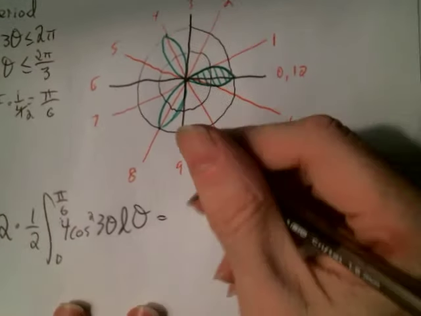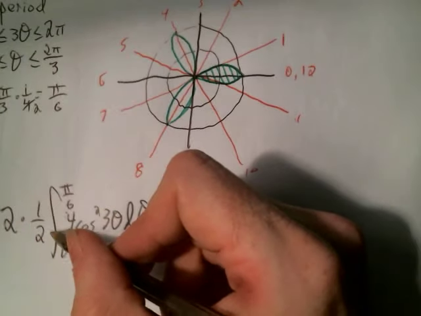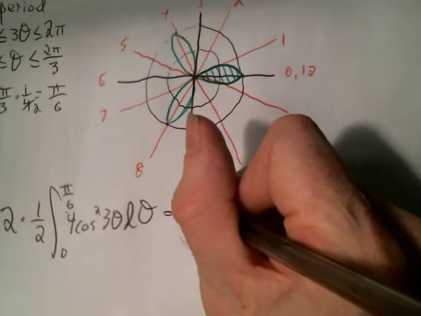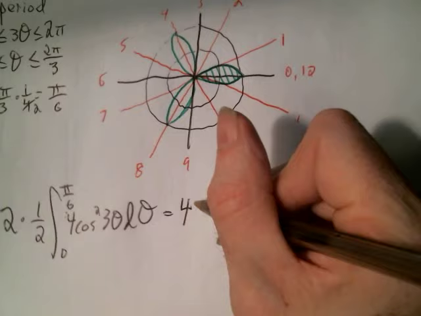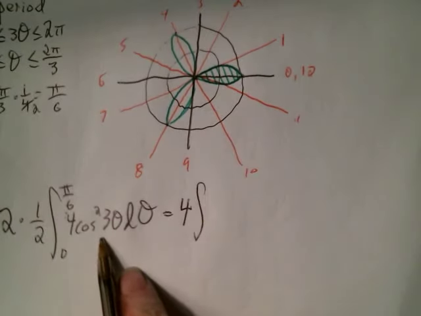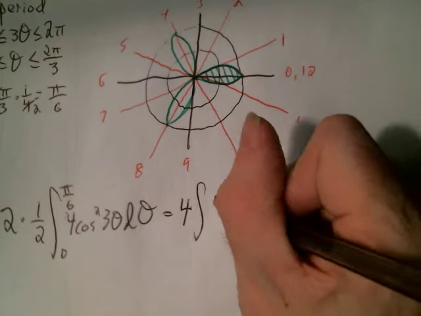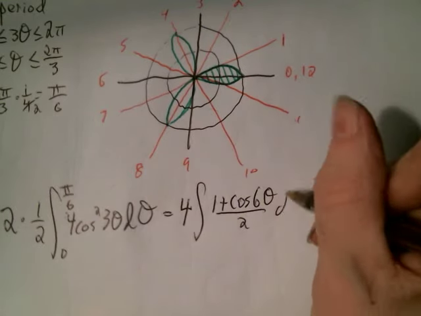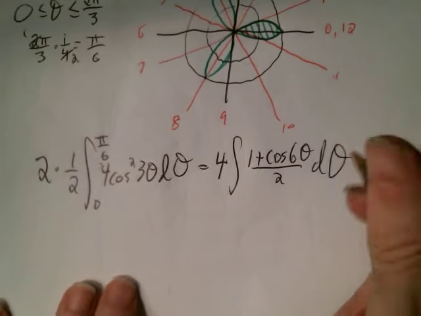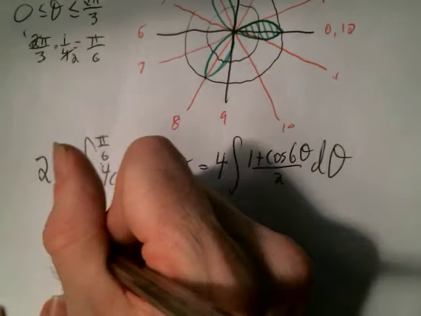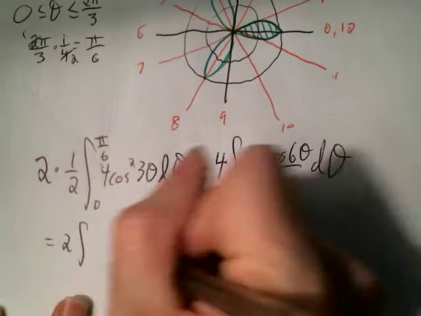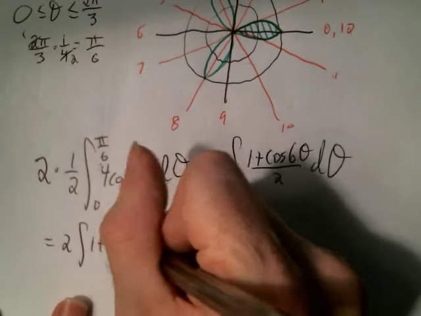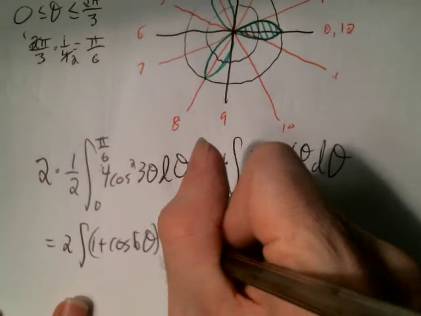We can figure that out. 2 over 2 is 1, so I have a constant of 4 sitting out in front. Use your half angle formula to rewrite cosine squared as 1 plus cosine of 6 theta all over 2. And then 4 over 2 is just 2. Integral of 1 plus cosine of 6 theta d theta.